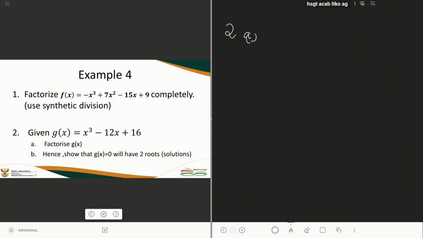2a. Now you are given this function. Remember I said, if you are given a function like this one, where there are missing terms, you need to make sure that you add in the missing terms. So g at x is equal to, still, we don't have all the terms here. So it's x cubed. You don't have the term x squared. So we need to say plus 0x squared. You need to ensure that the coefficient of the missing term is 0. So minus 12x plus 16. Remember, from our previous slide, we already know the factors of plus 16.